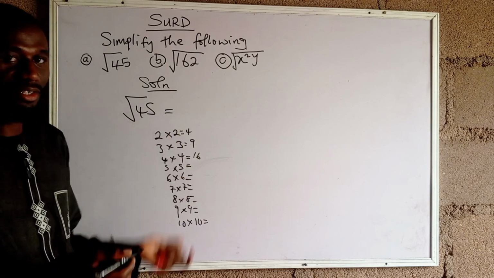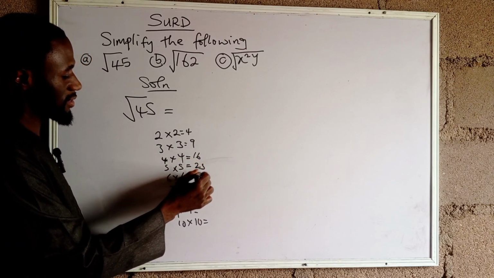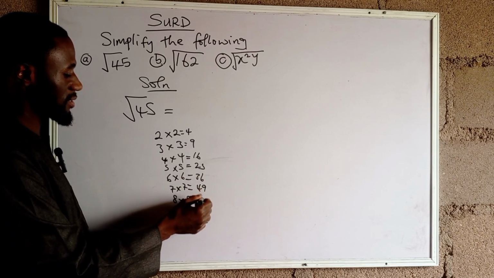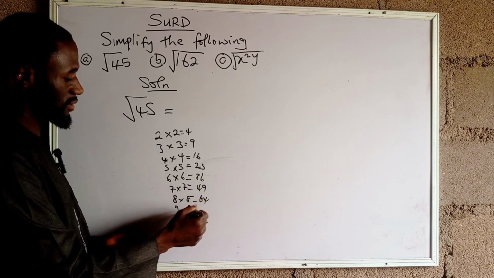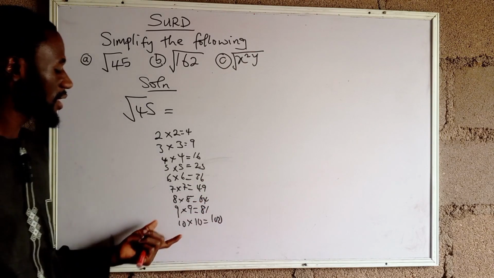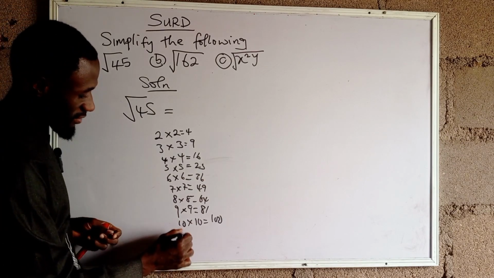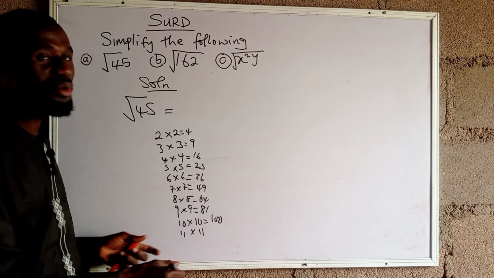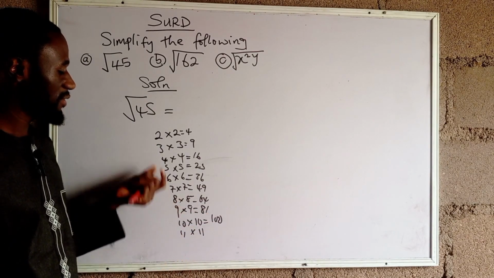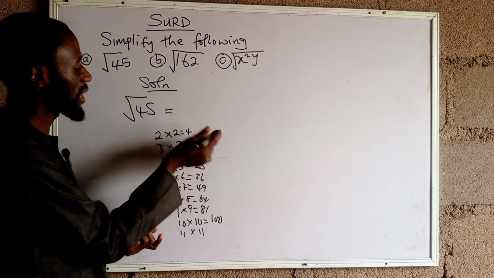As you know, when learning the square root, this is 25, 36, 49, this is 64, this is 81, this is 100. These are the perfect square numbers. 11 times 11, and so on and so forth. Then you have to find a perfect square. One of the numbers must be a perfect square.